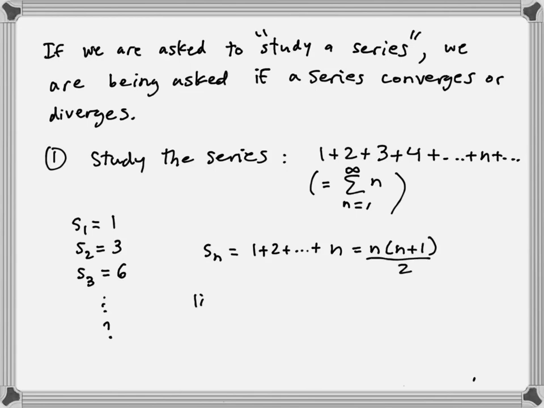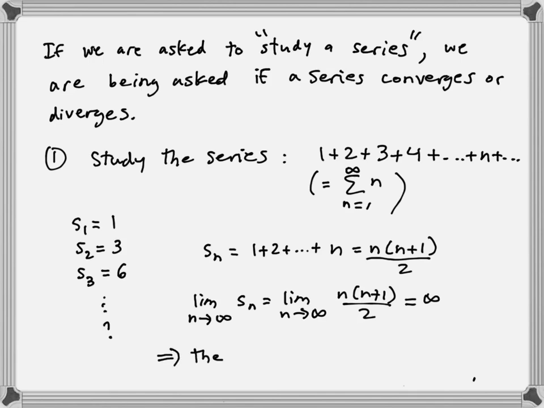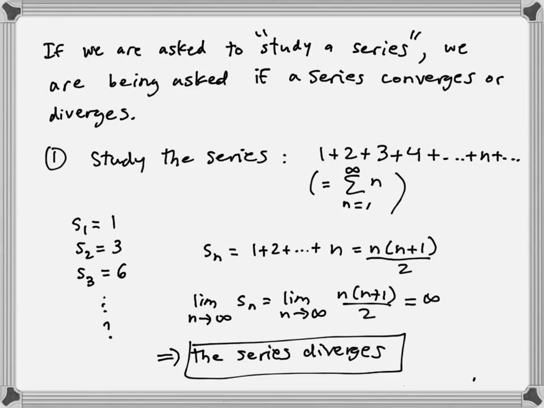And so when we take the limit of that partial sum, we can easily see that this limit is equal to infinity, right? Because the top is growing forever and ever. So what does this mean? This means that the series diverges. Okay, that means the series does not equal anything.